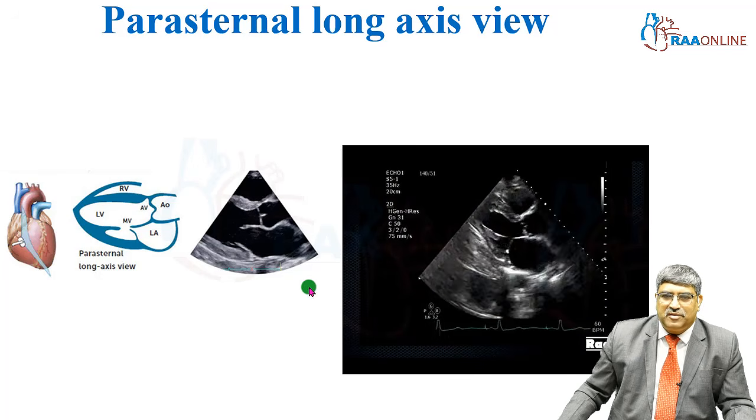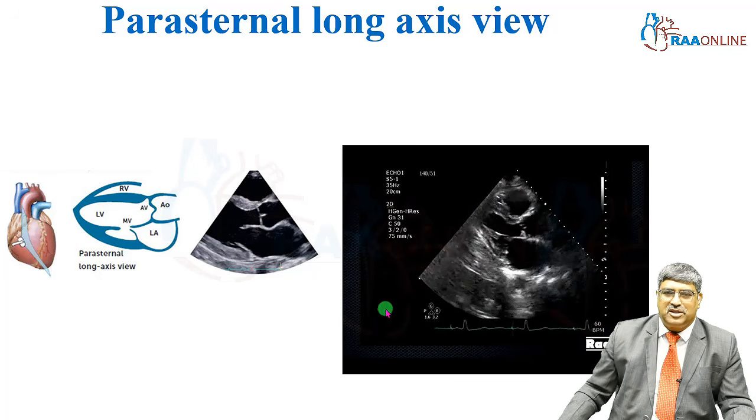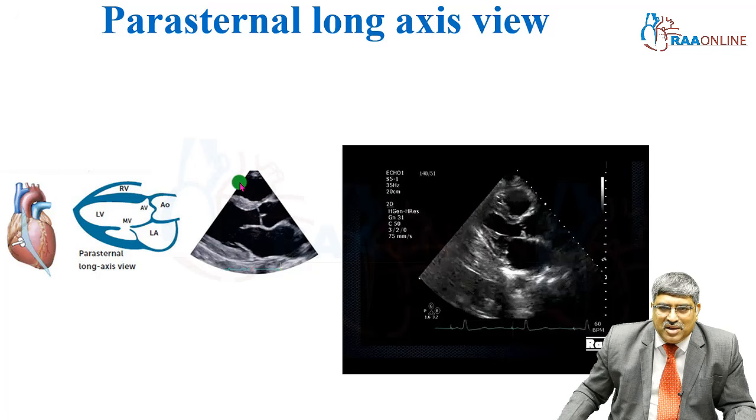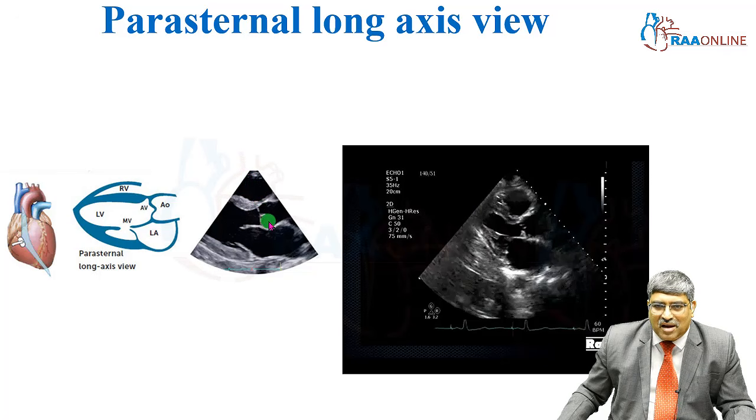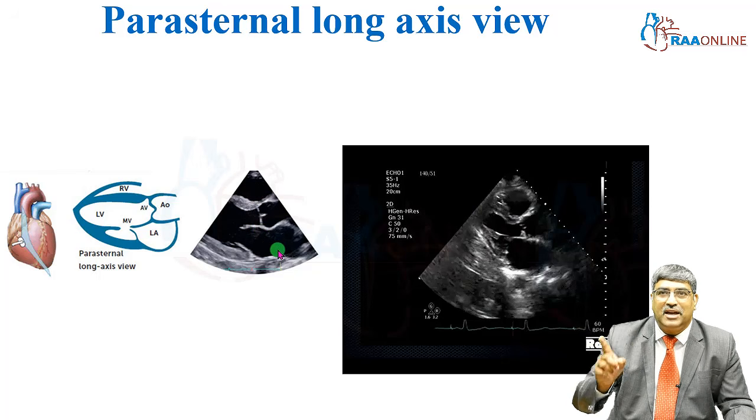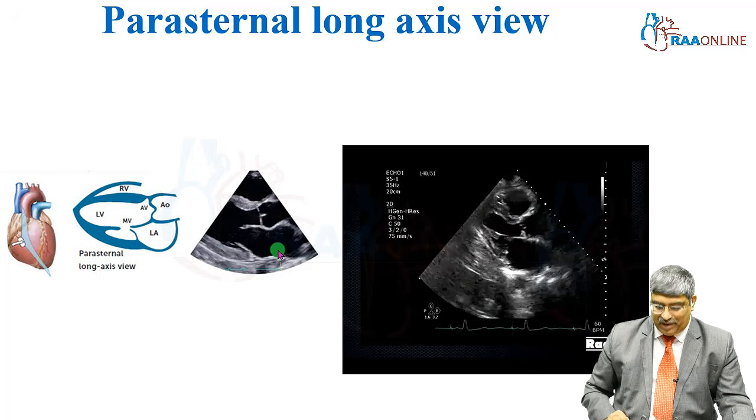This view is very important in measurement mode. Here you can measure the dimension of the right ventricle, you can measure the septum, you can measure the posterior wall dimension of the left ventricle. And if you place a cursor across the aorta, you can measure the aortic diameter and the LA diameter. This aortic LA diameter is very important in assessment of the left ventricle.